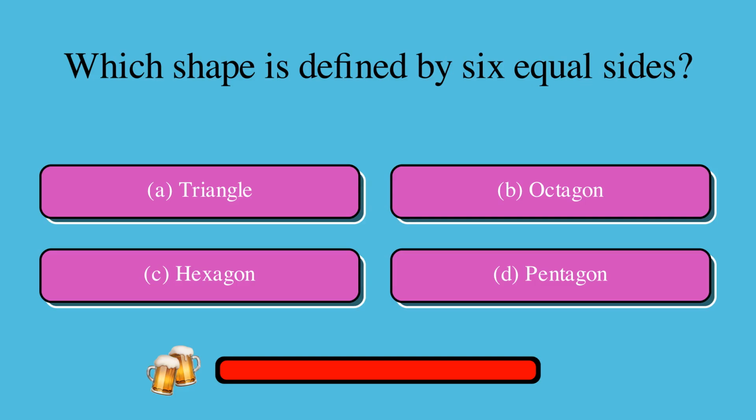Which shape is defined by 6 equal sides? Is it A, triangle, B, octagon, C, hexagon, or D, pentagon? The correct answer is C, hexagon.